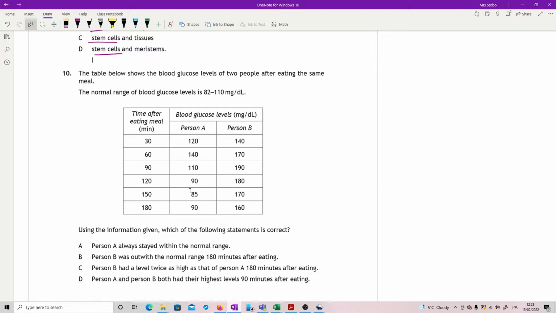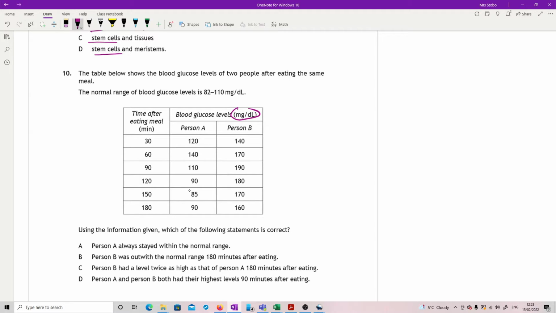Okay, question 10. The table below shows the blood glucose levels of 2 people after eating the same meal. The normal range of blood glucose levels is 82 to 110 milligrams per deciliter. Don't worry about the units, because the units are just the units that are here. Okay. Use the information given. Which of the following statements is correct?